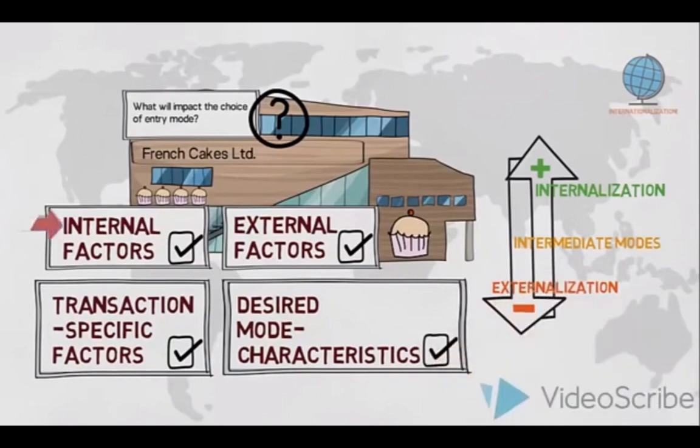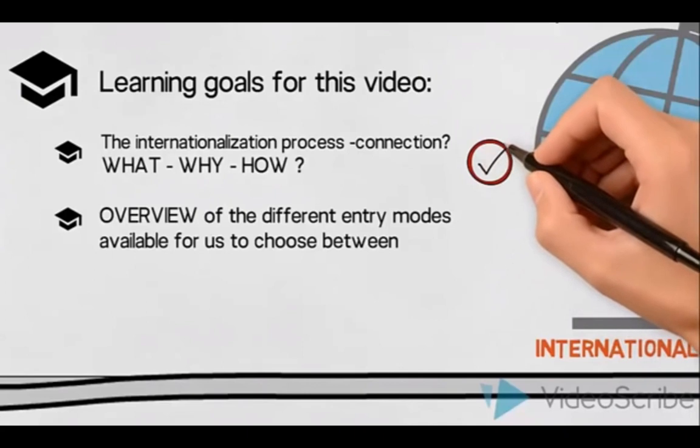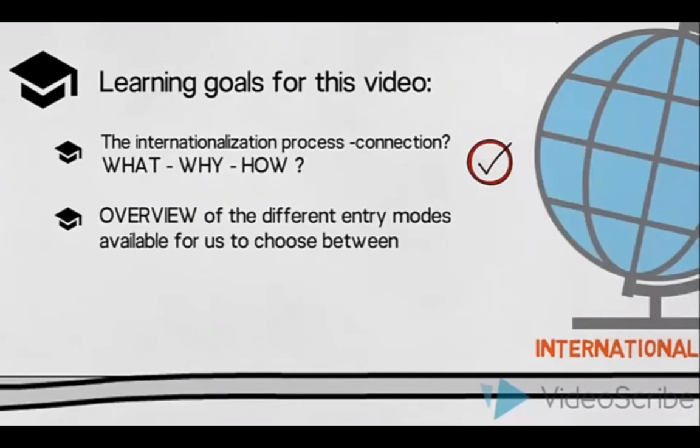Conducting a systematic evaluation of all four sets of factors has enabled us to recommend a suitable entry mode for French Cakes. We have now established what an entry mode decision is and why we need to know about it. We have also gained knowledge of how to evaluate four sets of factors, which will help us decide on a suitable entry mode. And we have established the connection to the rest of the internationalization process. So let's move on.